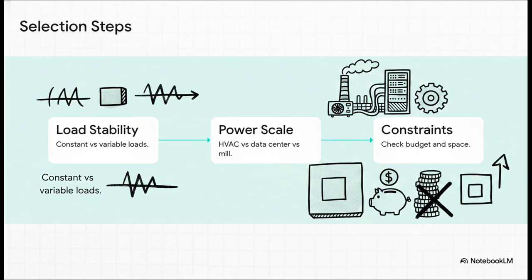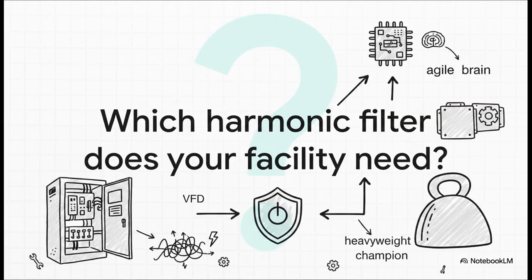The passive filter might save you money, but do you have the literal floor space for its massive footprint? The active is compact and high performance, but can you get approval for that higher upfront cost? Take a really hard look at your facility's variable frequency drives and nonlinear loads today. Don't wait for your equipment to fail or for those massive compliance fines to hit. Ask yourself, does your specific load profile demand the rugged workhorse, the agile brain, or the heavyweight champion?